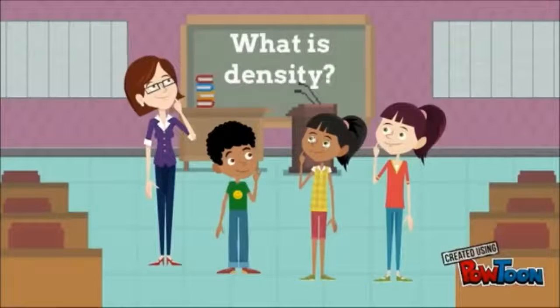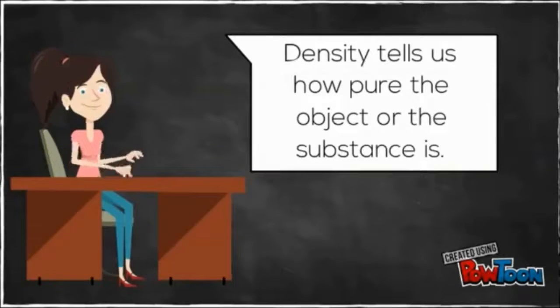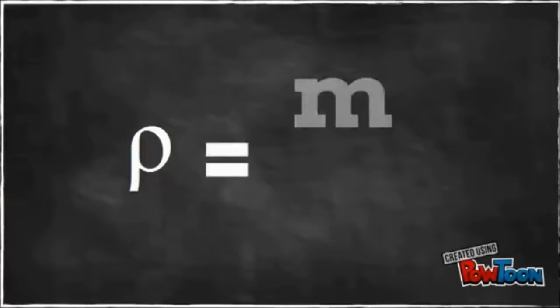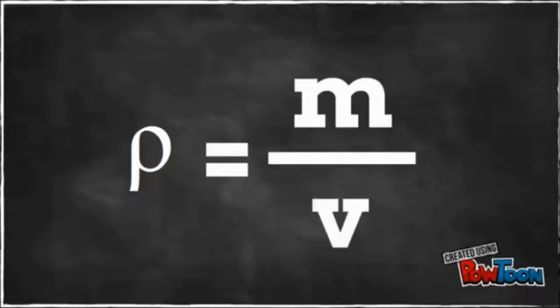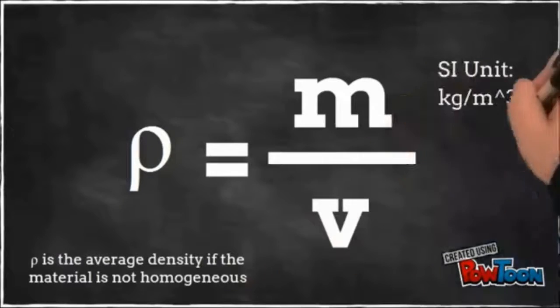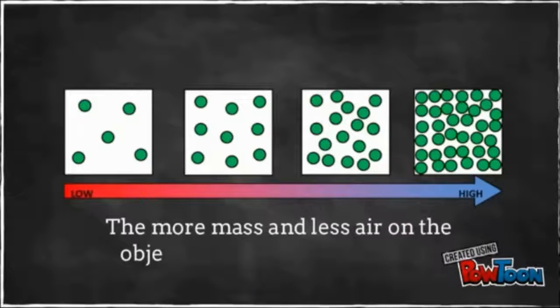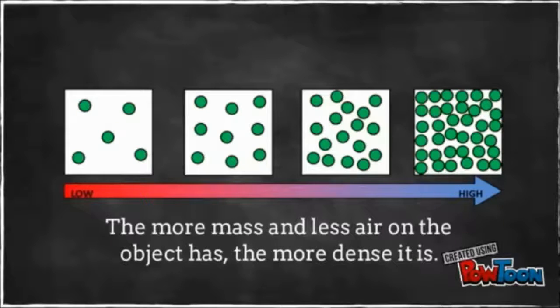What is density? Density tells us how pure the object or the substance is. Density equals the mass of the substance divided by its volume. The SI unit of density is kilogram per cubic meter. The more mass and less air an object has, the more dense it is.